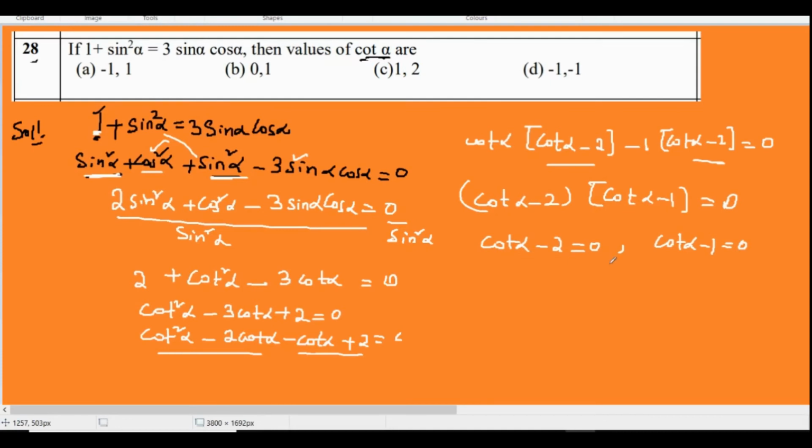Cot alpha minus 2 is equal to 0, so therefore cot alpha will become 2. Cot alpha minus 1 is equal to 0, so cot alpha will become 1. So C is the correct option.